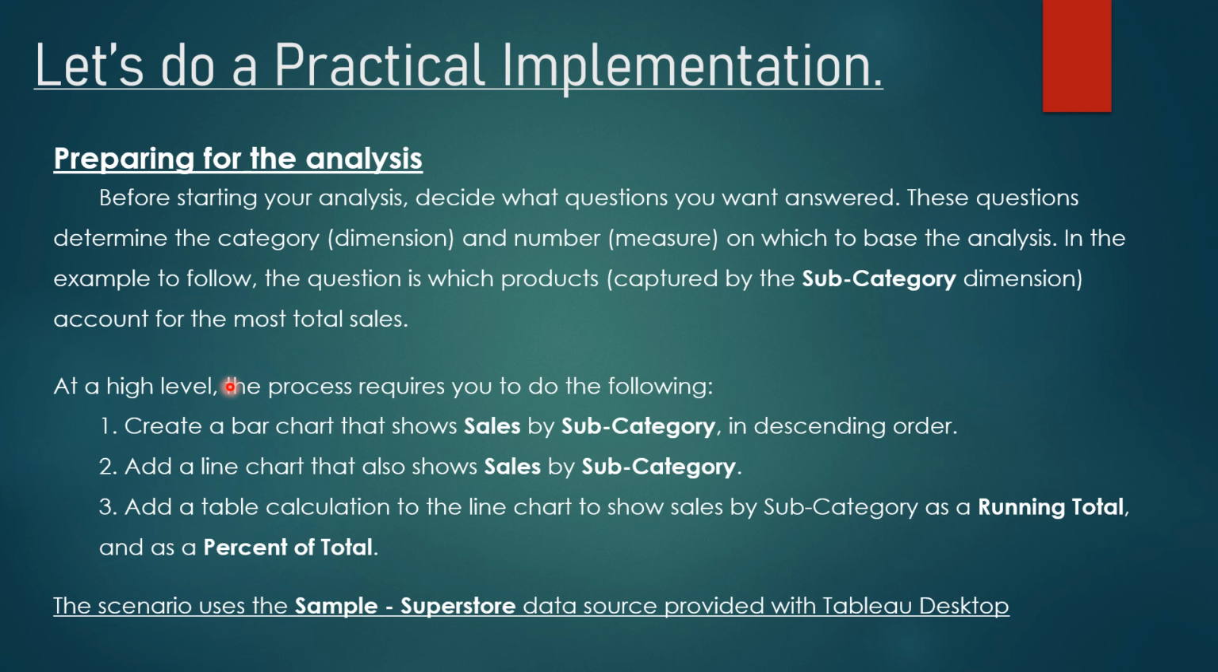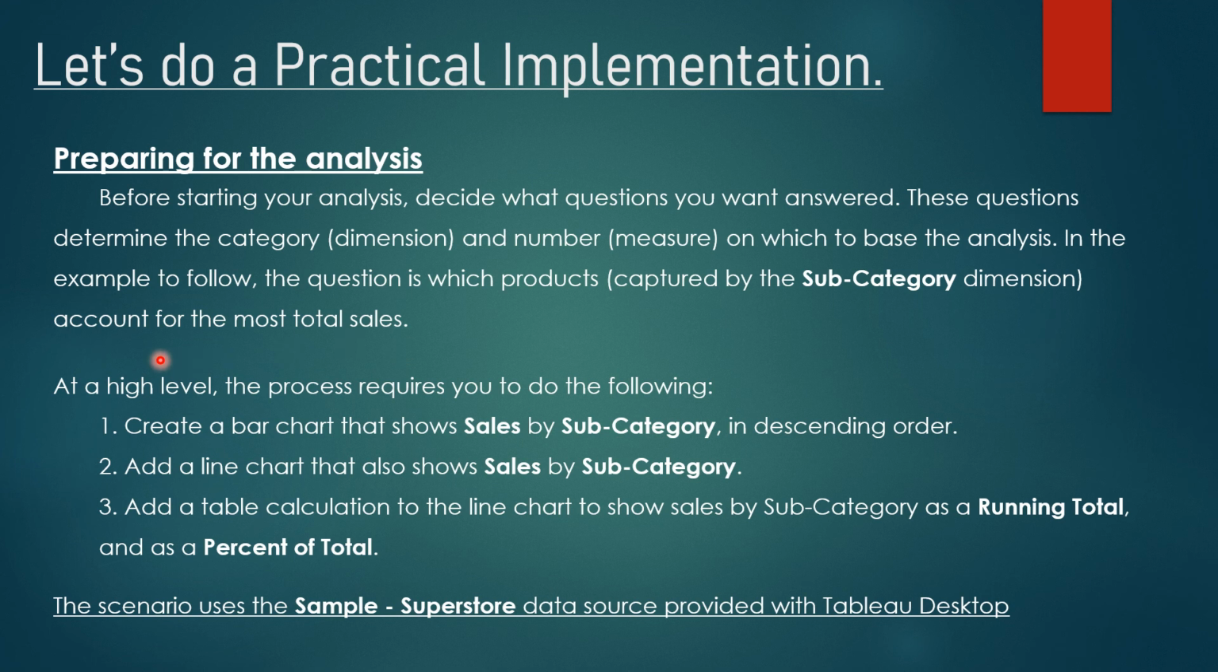So how can we implement this? Before preparing the analysis, or before generating the Pareto chart, we must select which questions we have to answer, so that we can select the proper category or dimension and the number or measure, so we can easily build the Pareto chart. In the example we have taken, we select the subcategory as the dimension and the sales as the measure.